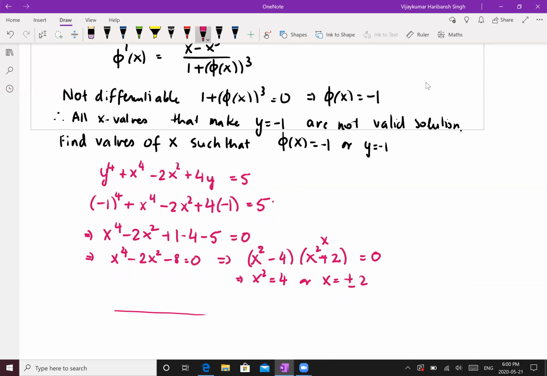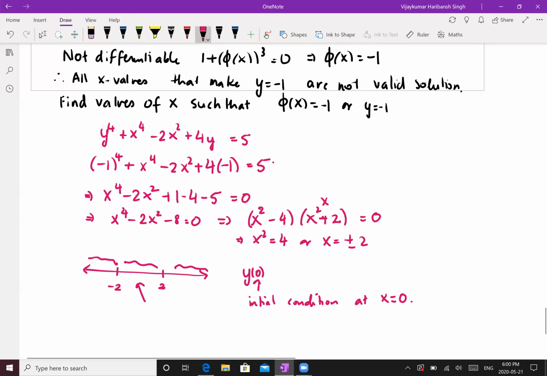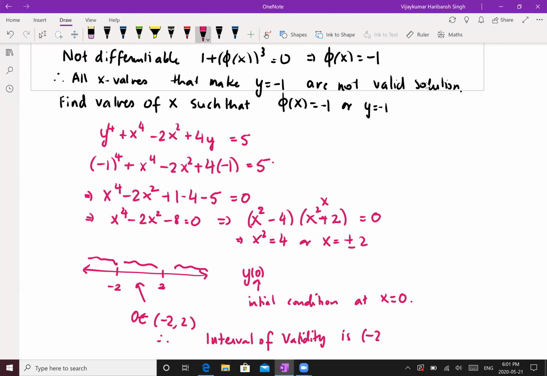Now think about it. Your real number axis is now divided into parts by minus 2 and 2. So your solution lies either in one part or another. But recall that y of 0 was our initial condition, given at x equals 0. Therefore, the interval of validity is the one that 0 belongs to. So 0 belongs to minus 2 to 2. Therefore, our interval of validity is minus 2 to 2.